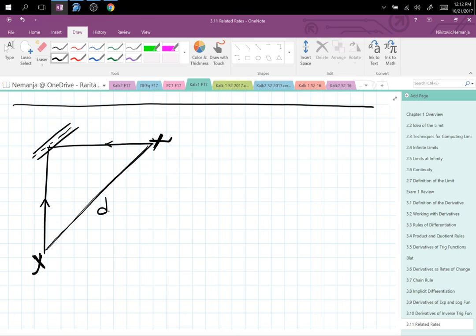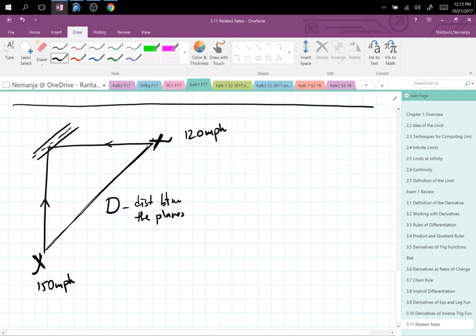Now, this is going to follow these two airplanes. It says two planes are on approach the airport, one flying due west at 120 miles per hour, and the one going north is 150 miles per hour. And they want to know how fast is distance between them changing. Maybe I should put capital D here. So this is distance between the planes. So how fast is distance between the two planes changing? How should I write that? What am I looking for? How fast is the distance changing?